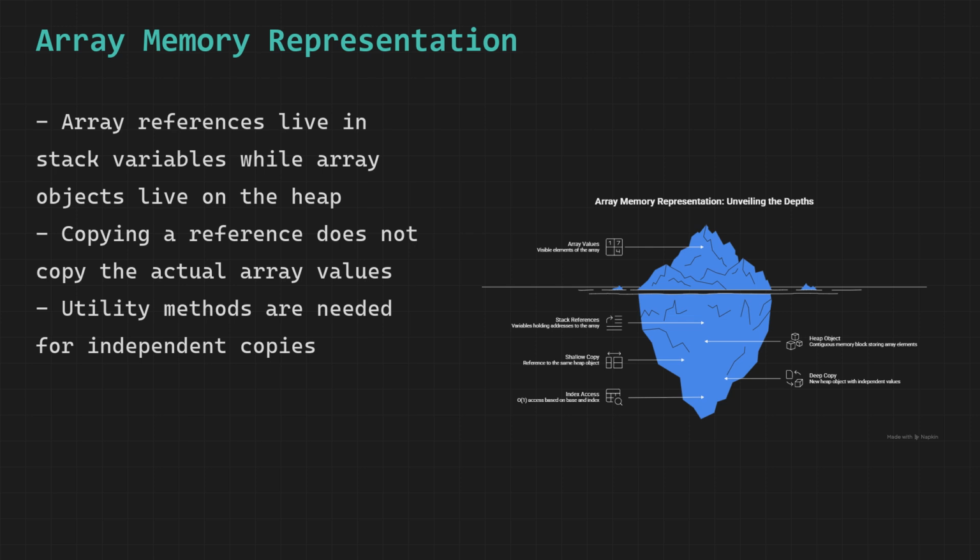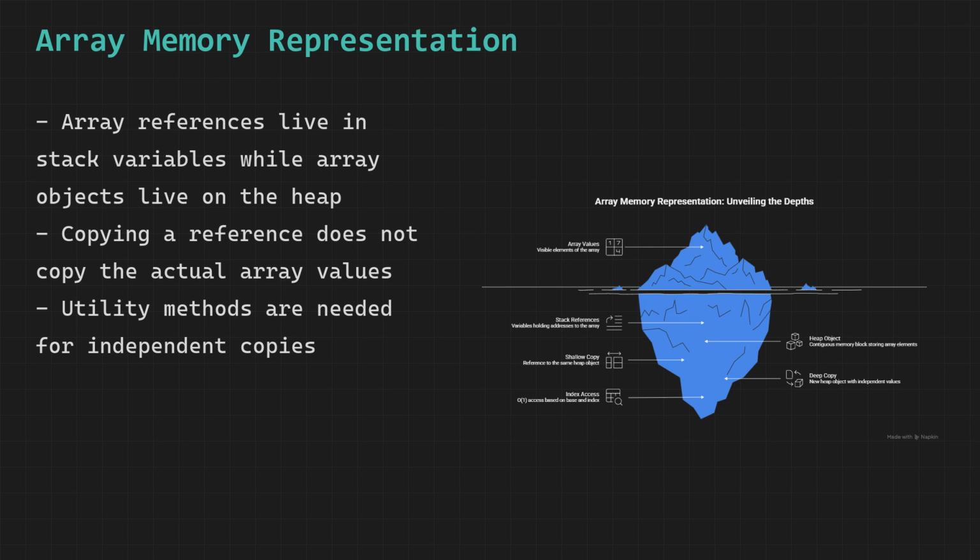No searching is needed. Looking at the diagram, the critical concept of reference copying versus value copying is illustrated. When you write int[] b = r, you are copying the reference from the stack. Both r and b now point to the same heap array. Changing b at index 0 to 99 also changes what you see via r at index 0, because they are the same object in the heap. This is called a shallow copy.